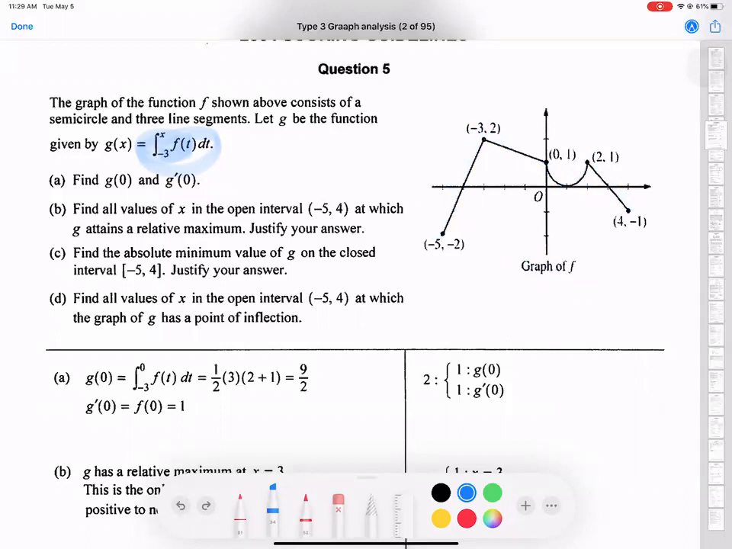So one thing we want to realize is, remember, the integral is another way of saying cumulative change. So starting from negative 3, we're going to go to x. So negative 3 is here. So whether we go right or we go left, we're going to add or subtract to our values here. Okay, we're taking the integral, which means we're going to add up all our changes. So the first question is, find g of 0. When I plug it into the equation, rewrite it. It's from negative 3 to 0 of f of t dt.